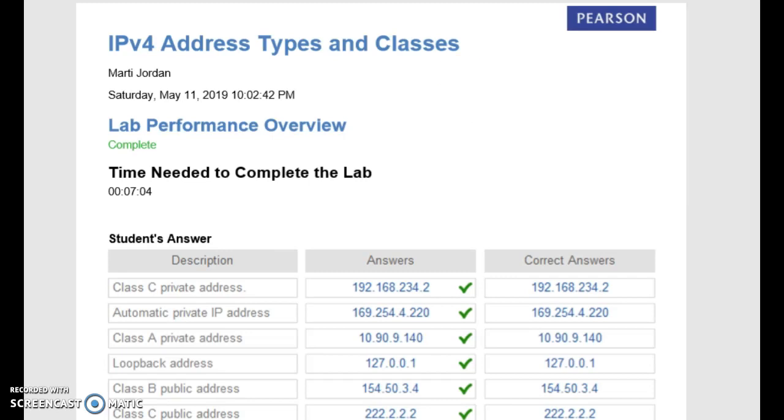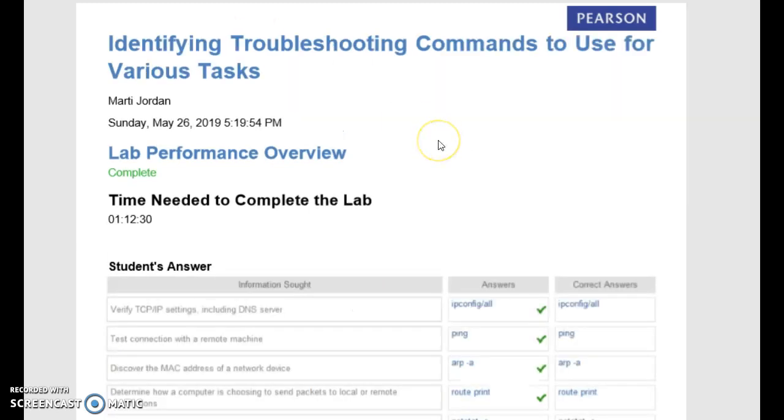I passed it. The next one is identifying troubleshooting commands to use for various tasks. This one took me an hour and 12 minutes. This is one of those where I looked up all the definitions to the words, but still missed and had to redo it. But I completed that lab and I got them all right, probably the second or third time.